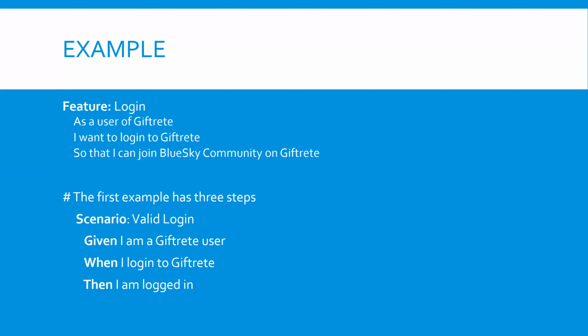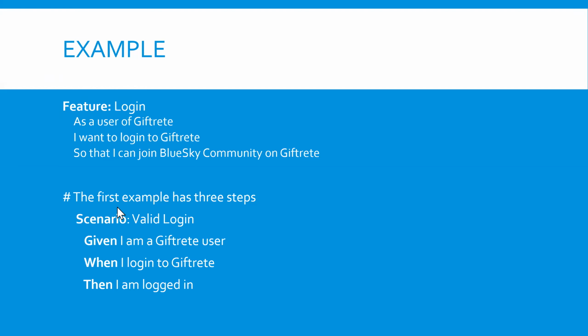Okay, all right. So this is an example of a feature file that I've already put in there right now. You have your feature, which is the feature you want to test. I want to test login. I said, as a user of Giftread, when I log into Giftread, so that I can join the Blue Sky community on Giftread. This is a scenario that I want to do.